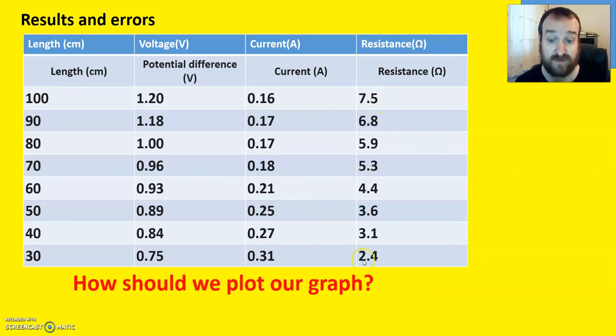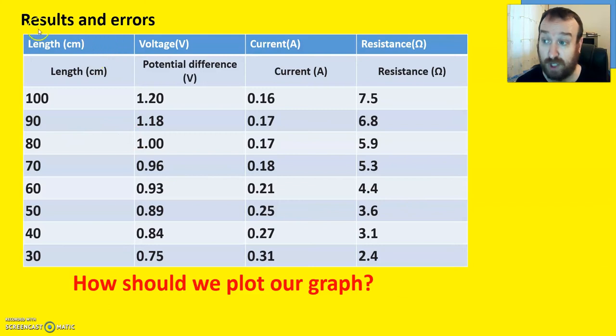So this is the set of results. Now I've got the length decreasing, so we've gone from 100 to 30. My length is going down, my resistance is going down. Or my length is going up, and my resistance is going up. But just having it in a table isn't good enough. To really understand what's happening with the results, we need to put it into a graph.